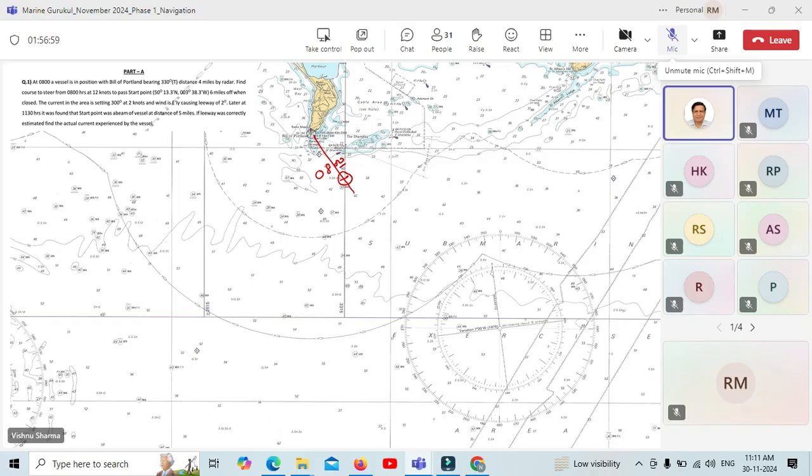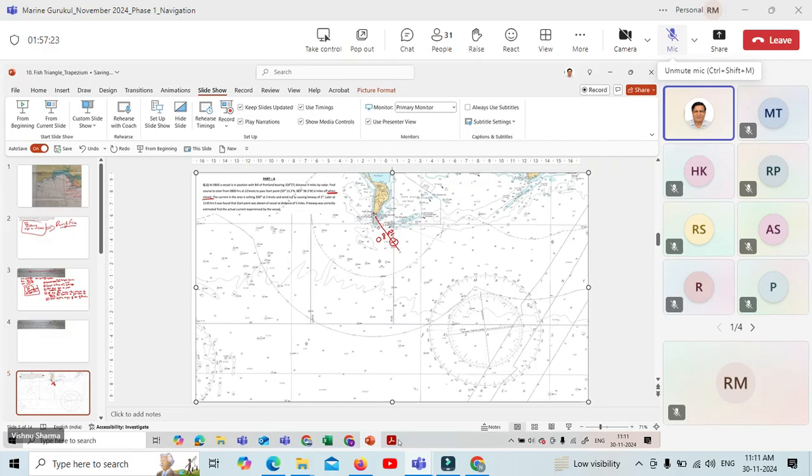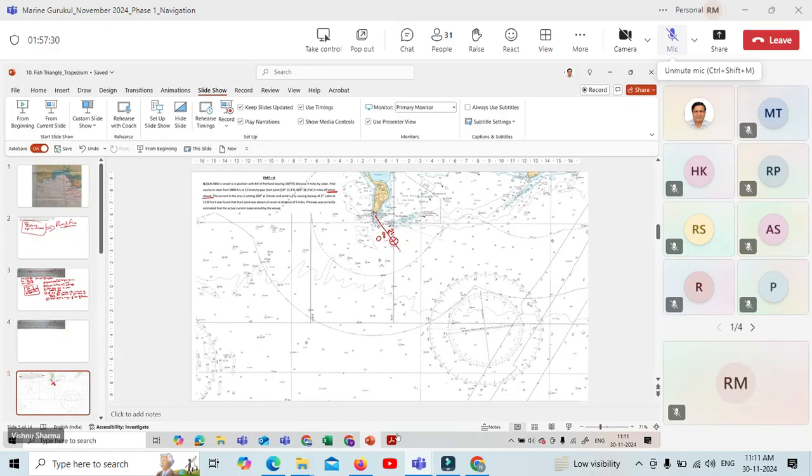Find the course to steer from 8 o'clock so as to pass start point 6 miles off when closed. When closed means I think must be the closest. That's what it seems to be saying, right? Let me see if this start point has anything else on the start point. Does it have any obscure sector or something? Let me just see that also.